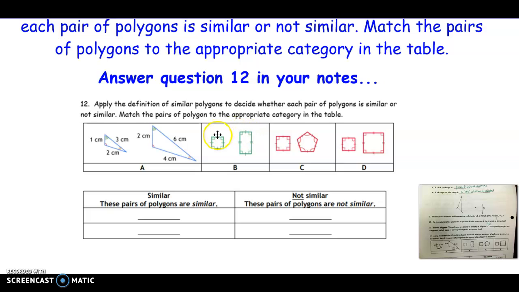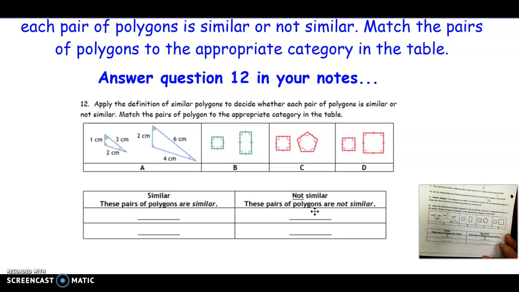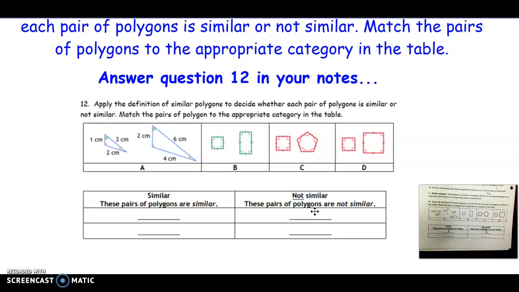So the ones that have congruent sides would have a ratio of 1, but the ones that don't have congruent sides would not have a ratio of 1. So therefore the corresponding sides are not proportional because all of those ratios would have to be the same. So we would put B under the column for not similar because the corresponding sides are not proportional.